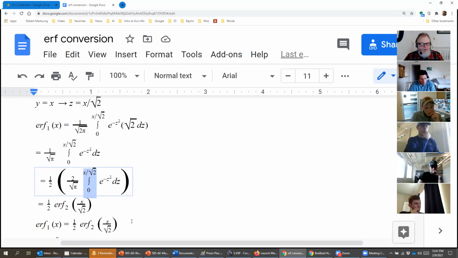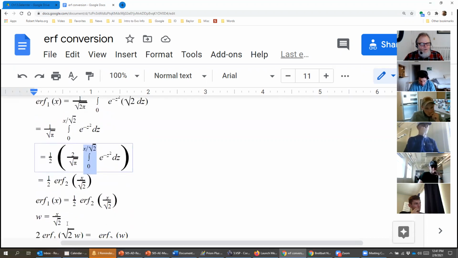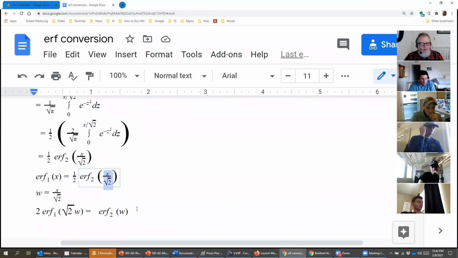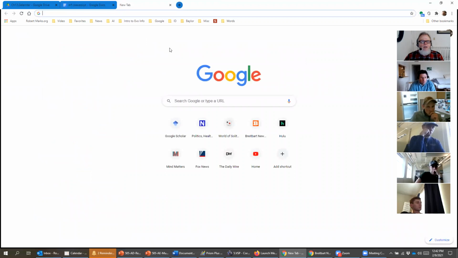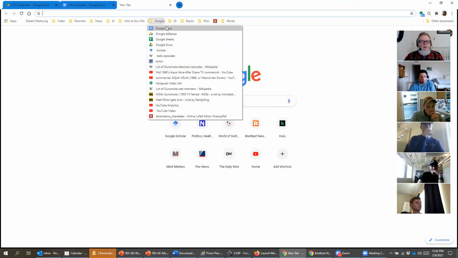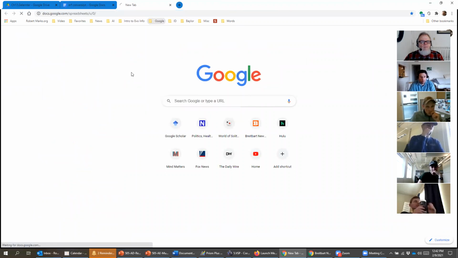How do we get them backwards? Well, we set w equal to x over root 2, motivated by the argument right here. w is equal to x over root 2. And then we can manipulate everything in terms of w and then get erf2 being converted back to erf1. So this is linked into the Google spreadsheet that we all share and know and love. Let me get this up.